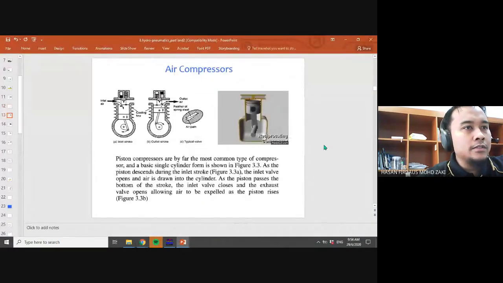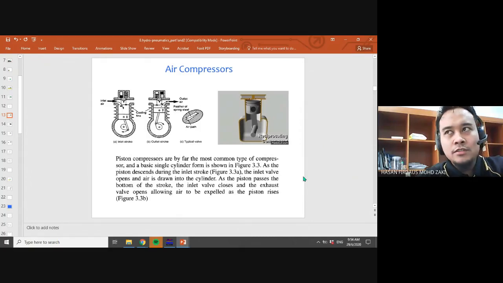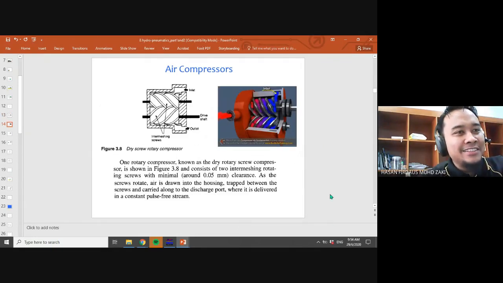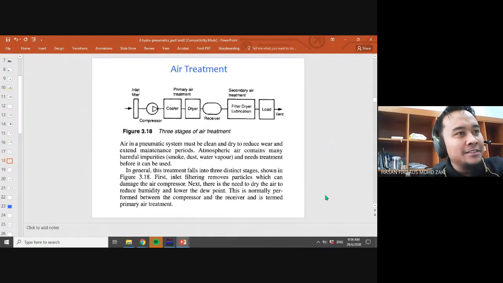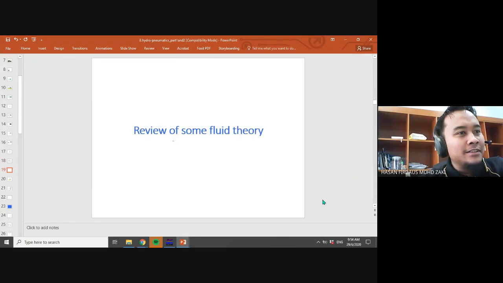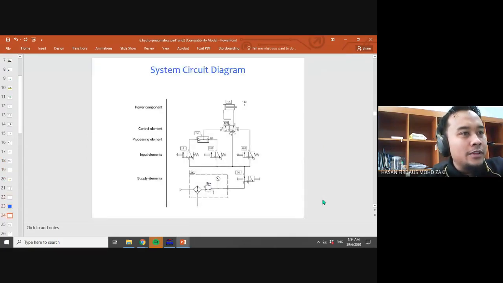All right, filters, air compressors. You can see different types of compressors. Maybe you already find this in thermofluids. Thermofluids is 4 credit hours, so if you fumble in that one, you are done. Compressors. Receivers, air treatment.